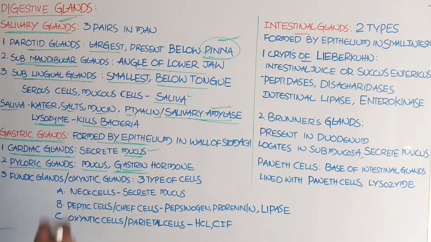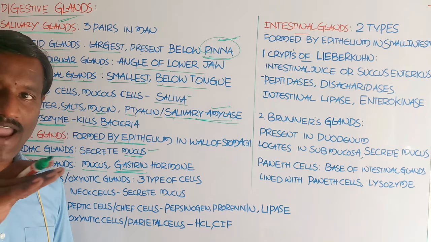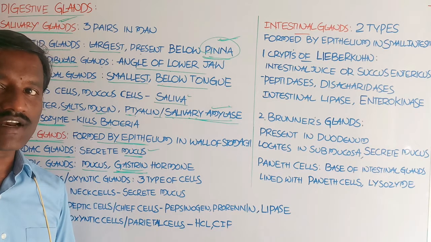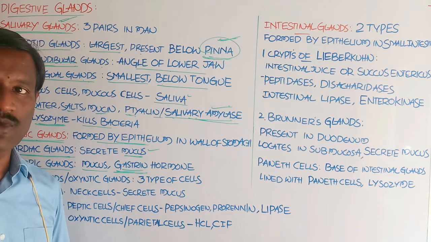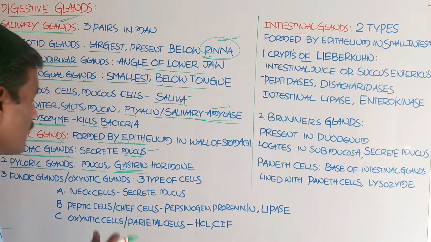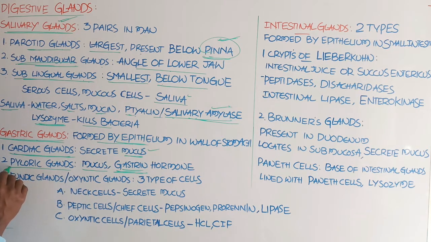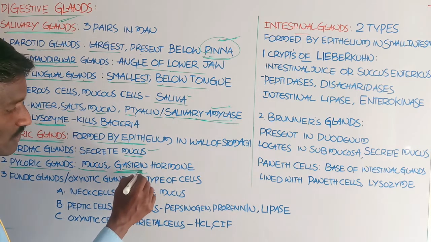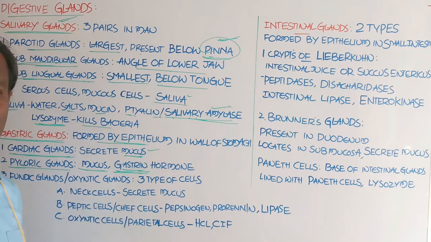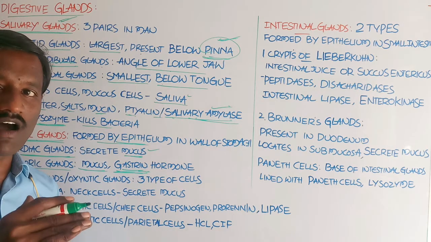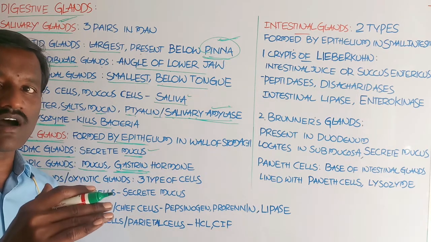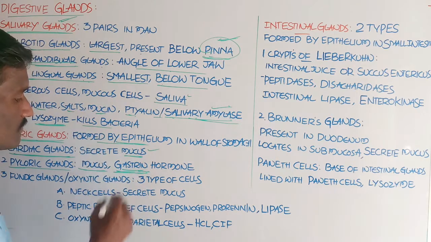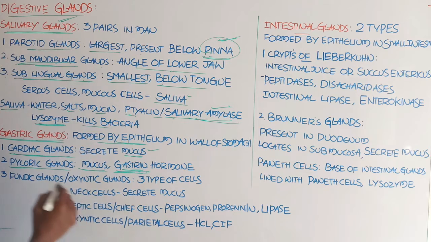What is the role of the mucus? Mucus lines the inner surface of the stomach, and it protects against inflammation from microorganisms. And pyloric glands also secrete mucus and also secrete gastrin hormone. Gastrin hormone stimulates the release of the gastric acid. Okay students, this is about the gastrin hormone.